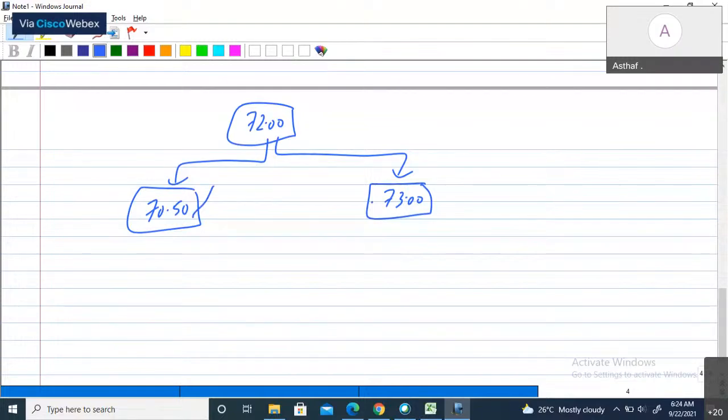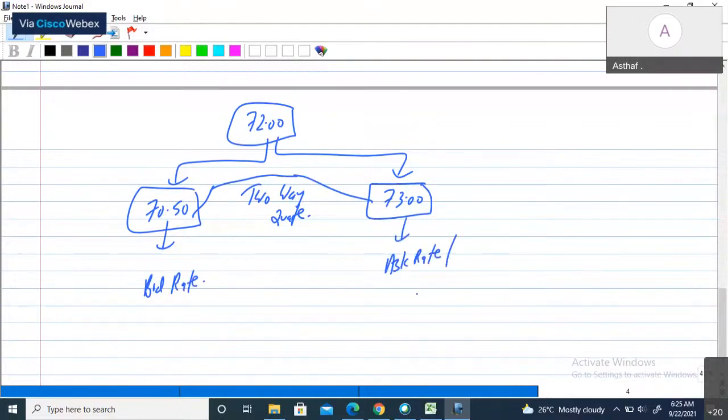This we call it as two-way quote. The currency will be classified into two ways. One is the buying rate and another one is the selling rate. So this rate we can call it as bid rate, and this we can call it as ask rate or sometimes called offer rate. This is the rate at which the bank buys the currency or the rate at which the bank sells the currency.